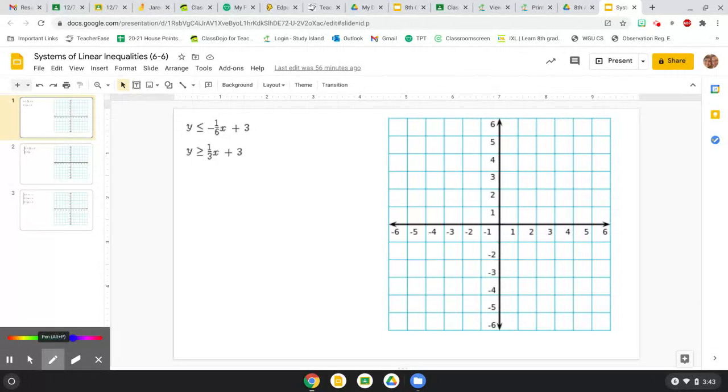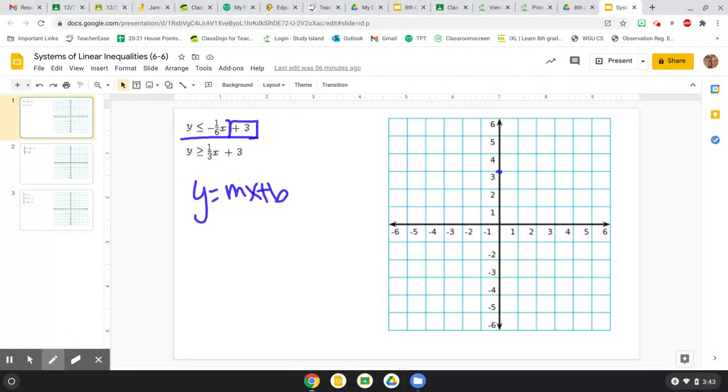All right, so what I'm going to do is take each of these equations and graph them separately, just like you learned yesterday. So since this is already in that y equals mx plus b format, all I have to do is graph the y-intercept. So in this case that is positive 3. So I'm going to start there.